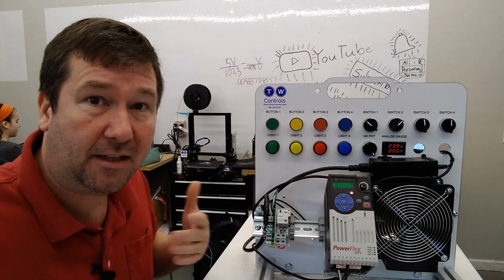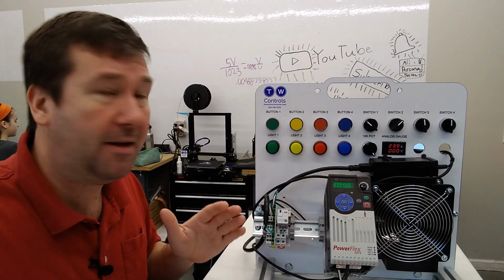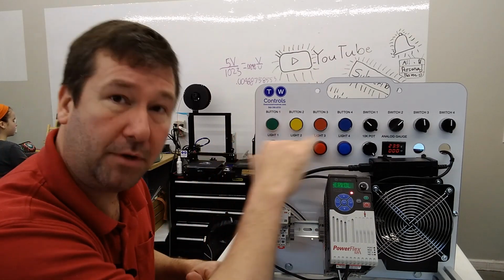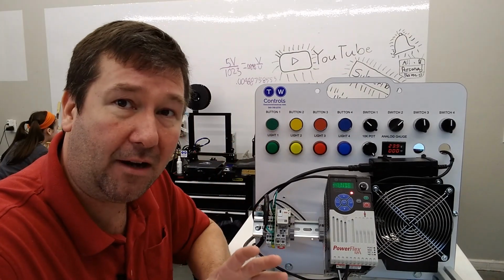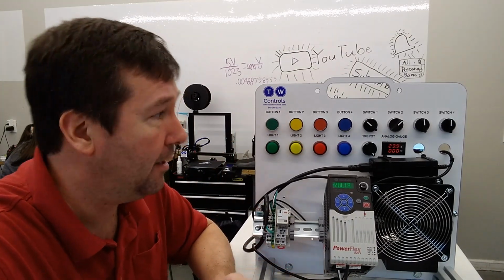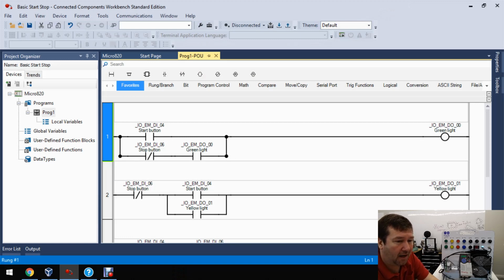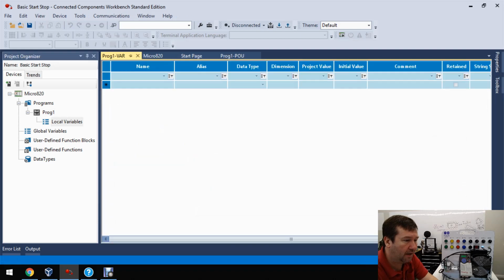But mainly, let's talk first about how we can make all of these retentive, and then let's talk about how they react to a power up. So what we're going to do is modify our program from last time. Let's go to local variables, and we're going to create four local variables.